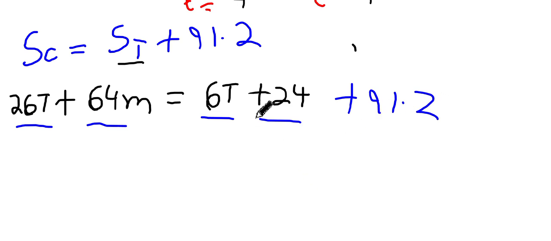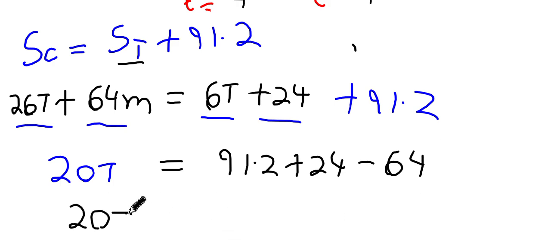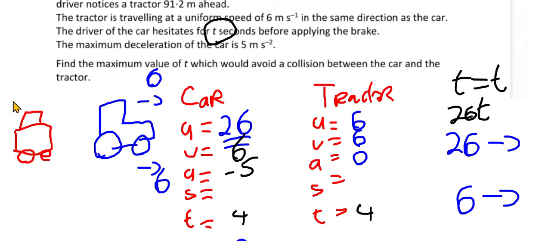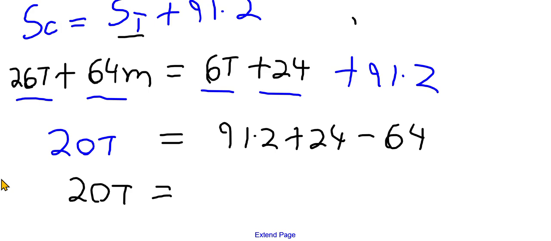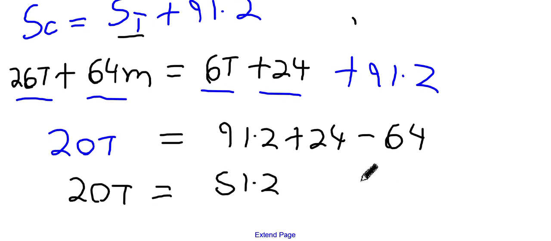And then we have to add on the extra 91.2. Let's bring the t's to one side, and I'm going to get 20t equals 91.2 plus 24 minus 64. 20t equals what, guys? Can anybody do that for me? 51.2? Divide that by 20. 2.56. Did anybody get this right? Let me see.